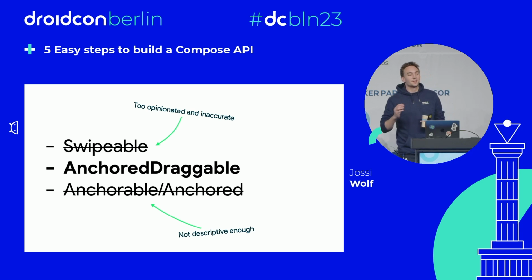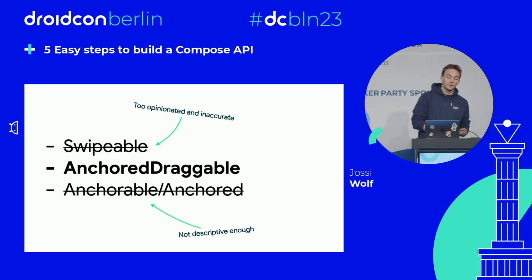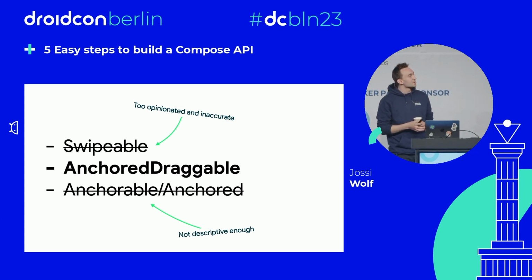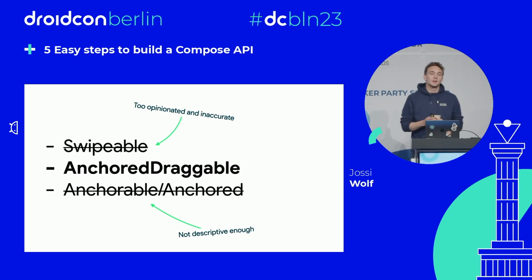And in the end, through a long process, because we talked a lot about naming, we decided to go with anchor draggable. This is, I think, a pretty good name because it describes that you have a concept of anchors. It would be even better if you knew what anchors are in the first place, but maybe that's something that will be established over time. And then you have the draggable part, which describes the interaction.